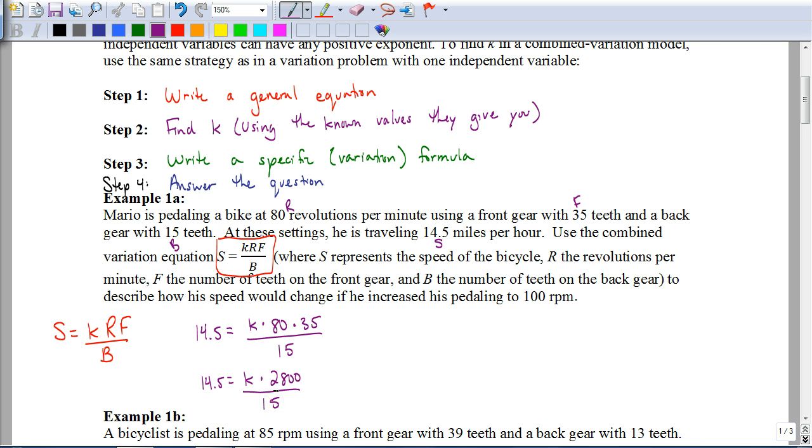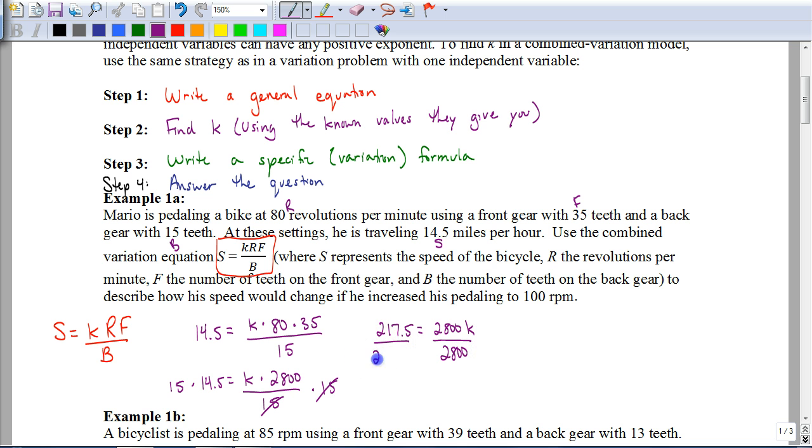All divided by 15. Now if I multiply both sides by 15, because I want to get rid of that fraction, or you can think of it as cross-multiplying. Either way you look at it, you get rid of the 15 from the right. And on the left, 15 times 14.5 gives me 217.5 equals, I'm just going to write it like this, 2,800k.